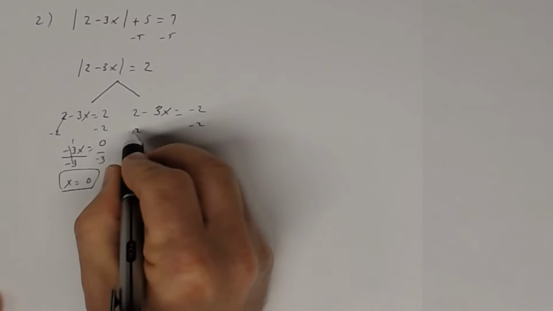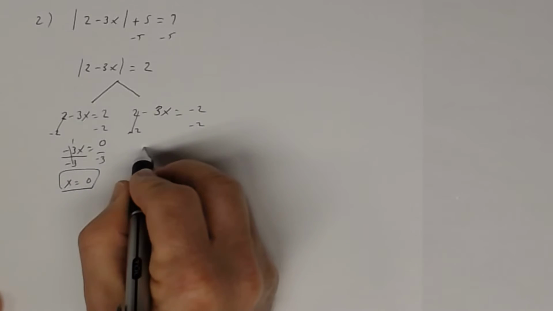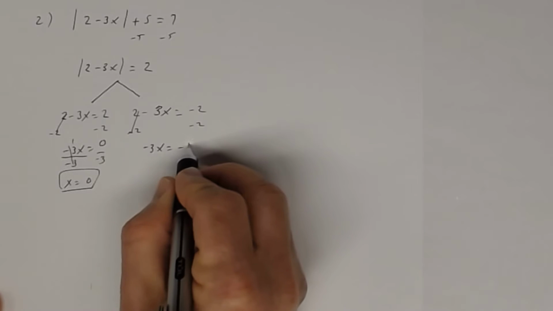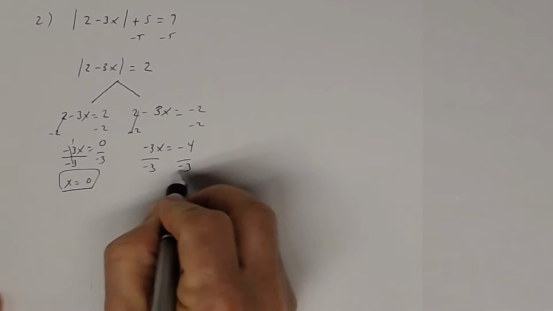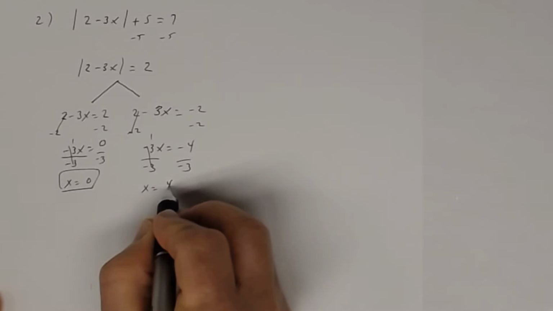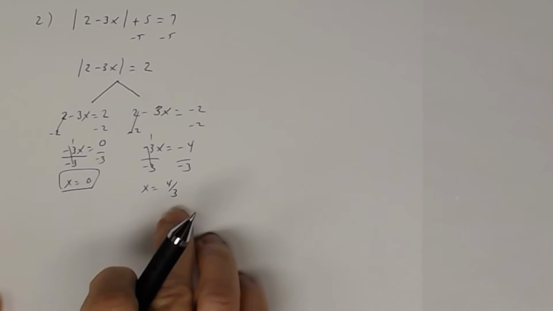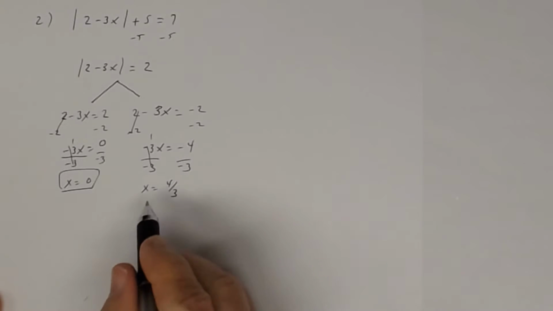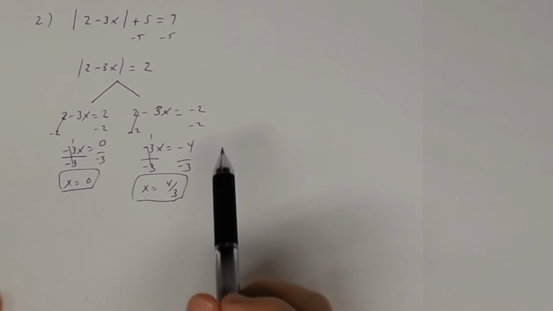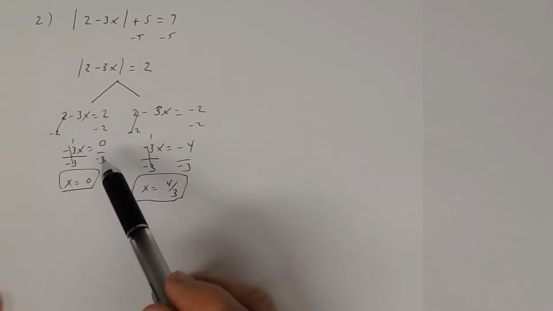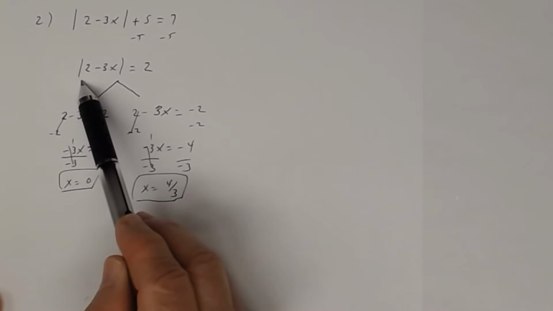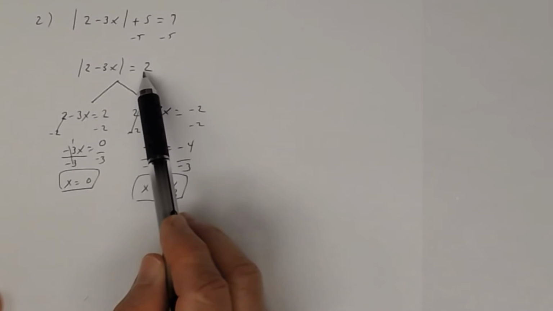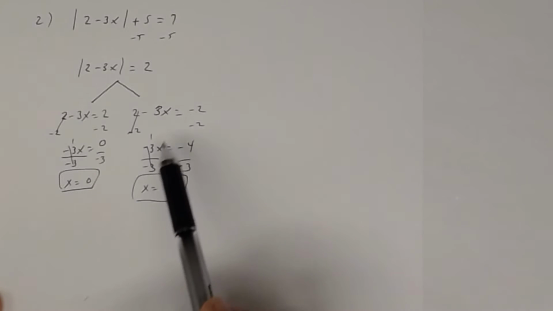Subtract 2 from this side. 2 minus 2 is 0, so I get negative 3x is equal to negative 4, since negative 2 minus 2 is negative 4. Divide both sides by negative 3, and I get x to be a positive 4/3. Go ahead and leave it as a fraction. Again, you can check this, but it's not necessary because I have an absolute value expression all by itself with the number on the other side being positive or 0. So as long as I did this correctly, these are going to be your solutions.